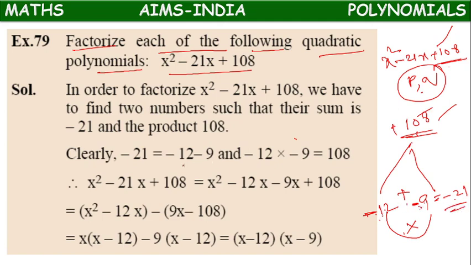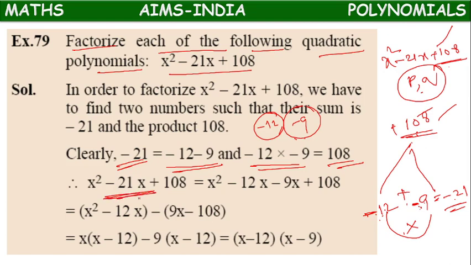So add means minus 21. Product means 108. So these two numbers are satisfying. Minus 12 and minus 9 satisfy the condition. So the middle term we can split. What is the middle term? Minus 21x. We can split it into minus 12x minus 9x.